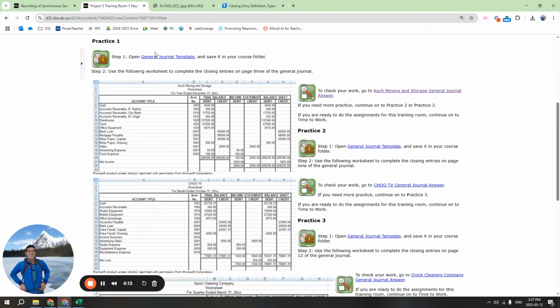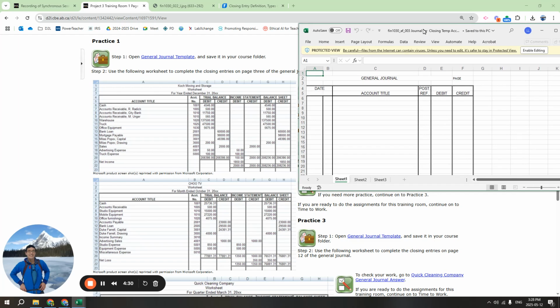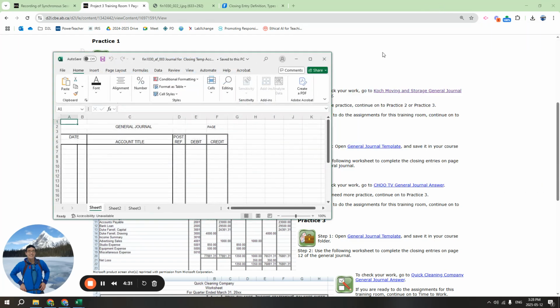So we're going to have here a general journal template to journalize those closing entries. And then next training room, we will enter them into our ledger. So let's bring out our general journal. Okay. All right.